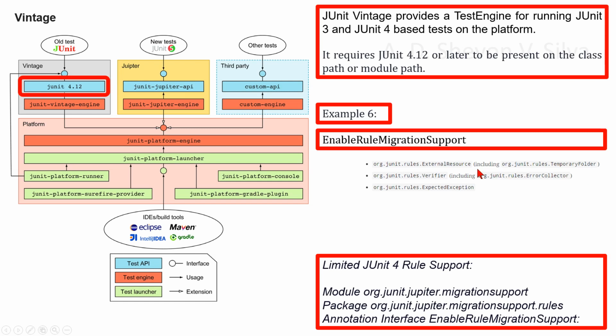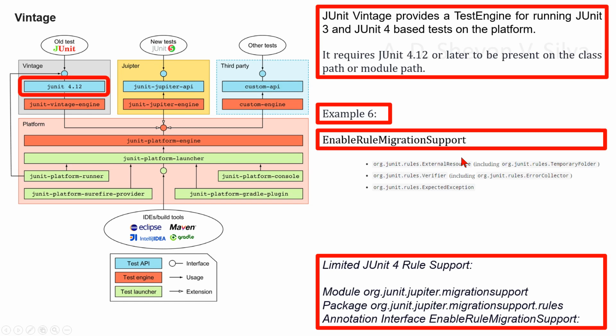org.junit.rules.ExternalResource, including org.junit.rules.TemporaryFolder, org.junit.rules.Verifier, including org.junit.rules.ErrorCollector, and org.junit.rules.ExpectedException. As in JUnit 4, rule-annotated fields as well as methods are supported. By using these class-level extensions on the test class, such rule implementations in legacy code bases can be left unchanged, including JUnit 4 rule import statements.